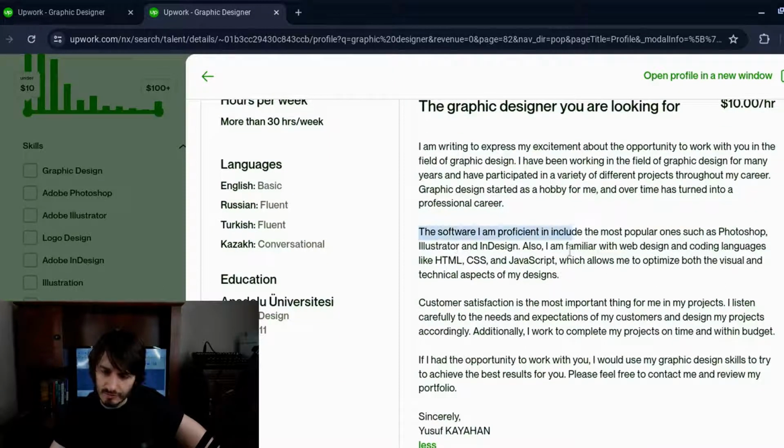The software I'm proficient in include Photoshop, Illustrator, InDesign. That's actually interesting. That's stuff I want to hear about. So I'm familiar with web design and coding languages. That's good. I don't understand why you wrote a paragraph there. Bullet points would have been much better, but that's actually valuable information. Customer satisfaction is the most important thing for me in my project. I listen carefully to the needs and expectations of my customers and design my projects accordingly. All right, this guy's got a problem. He doesn't understand what clients want to hear.